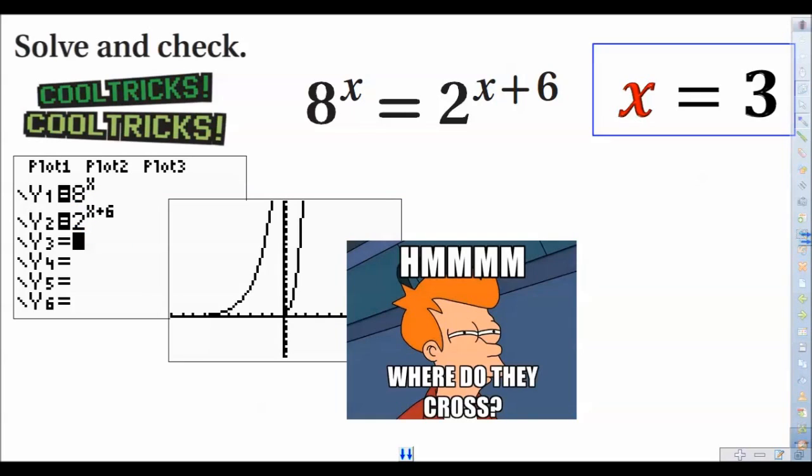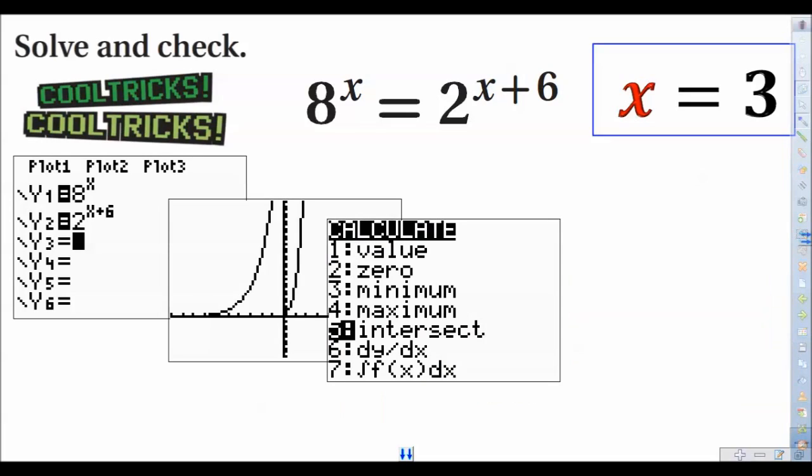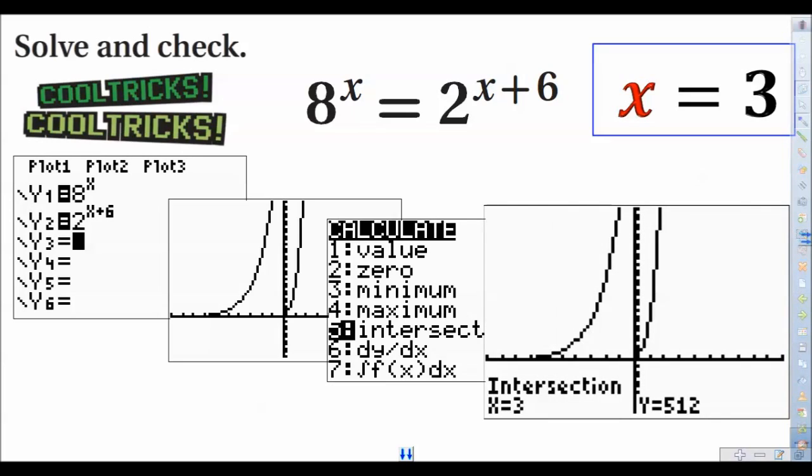So, where do they cross? I wonder if our intersection trick will still work here. So, let's try it. Intersection with those 2 graphs. Enter, enter, enter. And look at that. We got 512, but notice, remember, we're after x here, and look at that. X equals 3. Hooray for us. That can work.